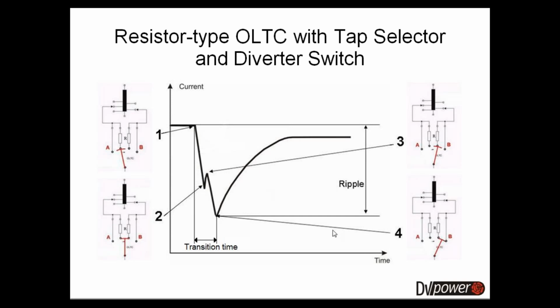One other thing that you can see on the graph is called a transition ripple. This is the percentage value that the current drops from its starting value up to the lowest point where the value reaches this point. So this is called the transition ripple.